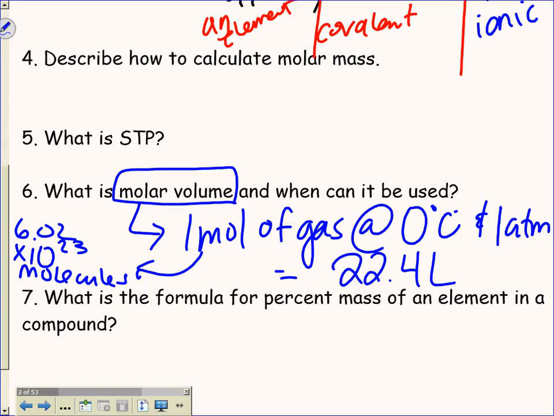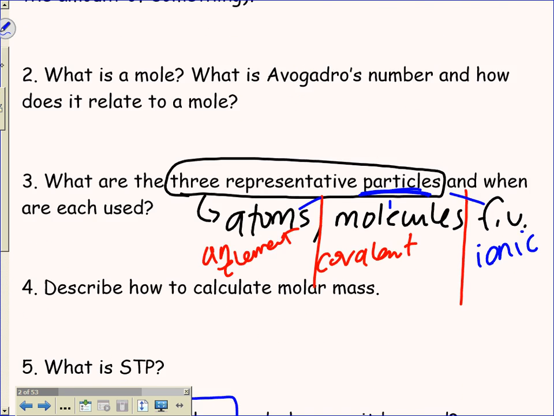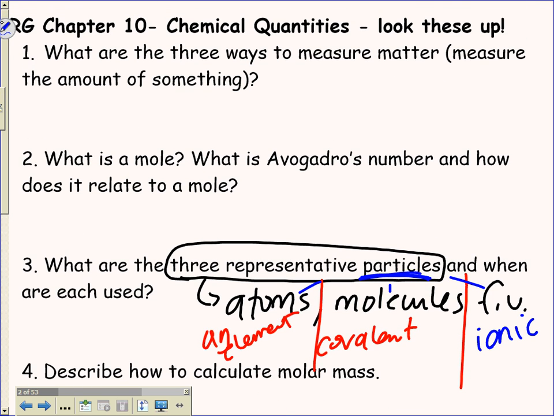All right, tell me, Cassandra, tell me something you wrote down. I said that if 602 sextillion is like molar quantity. Okay, so it's the molar quantity, meaning a number of things, right? So that kind of goes back to this question 1. What are 3 ways to measure matter?